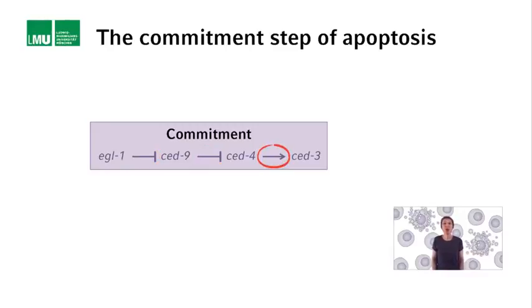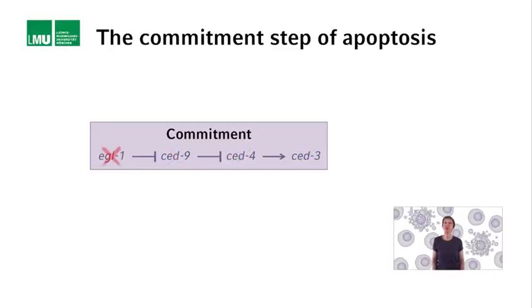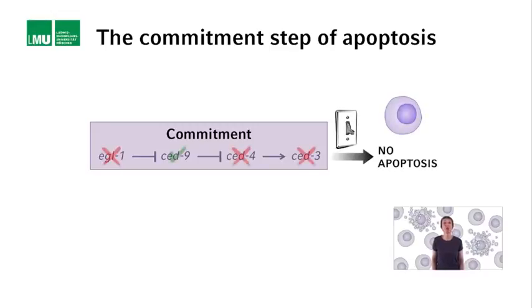Based on this pathway, one can predict the activities of the genes. For example, when the most upstream component of the pathway, AGO1, is active, then SET9 should be inactive, SET4 active, and SET3 active. This should lead to a commitment to the apoptotic fate and therefore death. Conversely, when AGO1 is inactive, then SET9 should be active, SET4 inactive, and also SET3 inactive. This should not lead to a commitment to the apoptotic fate.